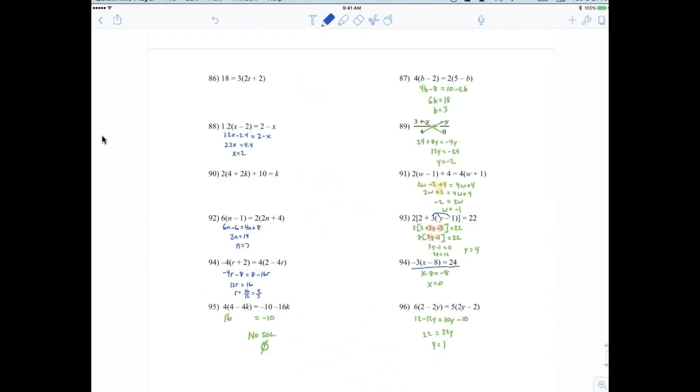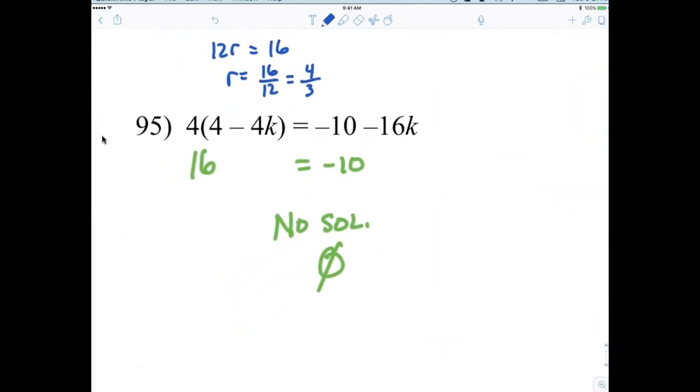95. The answer? No solution, because you came up to a false statement. It was a false statement. All right, is everybody happy with that?